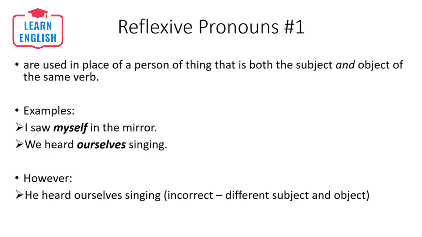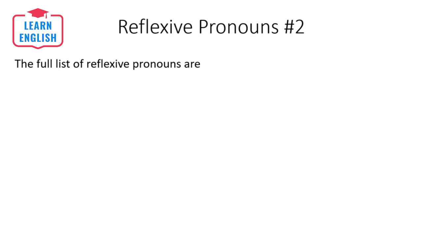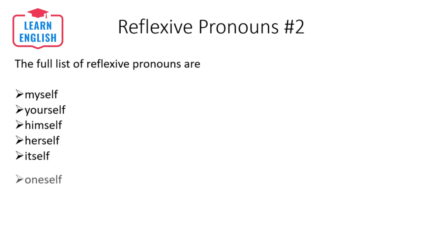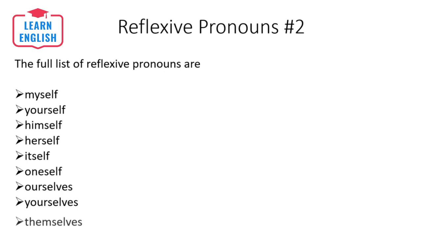However, "he heard ourselves singing" is incorrect because there's a different subject and object. The subject is he, and we were the ones who were singing. Correct would be, he heard us singing. The full list of reflexive pronouns are myself, yourself, himself, herself, itself, oneself, ourselves, yourselves, themselves.